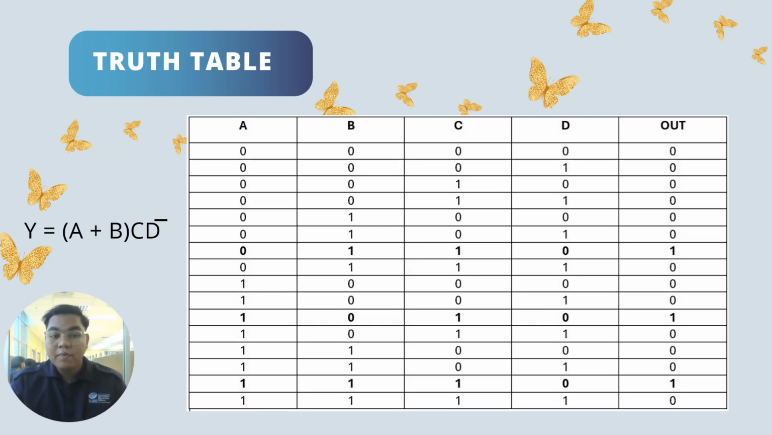The Boolean expression is as follows: Y equals A plus B C D bar. It can be seen that the output is only activated under three conditions. Firstly, when A0, B1, C1, D0. Secondly, when A1, B0, C1, D0. And finally, when A1, B1, C1, and D0.